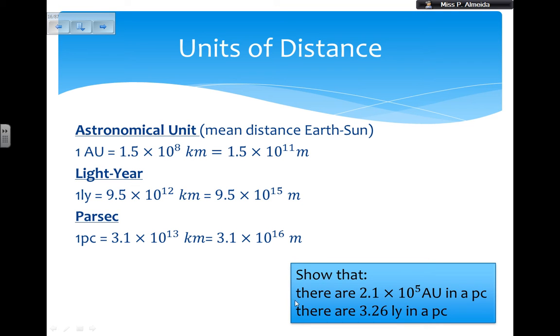Now I have here this exercise that shows that there are 2.1 times 10 to the power of 5 astronomical units in a parsec, and that there are 3.26 light years in a parsec. This is just for you to have an idea of how much bigger the parsec is in relation to astronomical units or light years. If you want to do this exercise, all you need to do is divide the parsec by the astronomical unit, and you will get 2.1 times 10 to the power of 5. And then to compare the light year and the parsec, all you do is divide the parsec by the light year, and you get 3.26, okay?